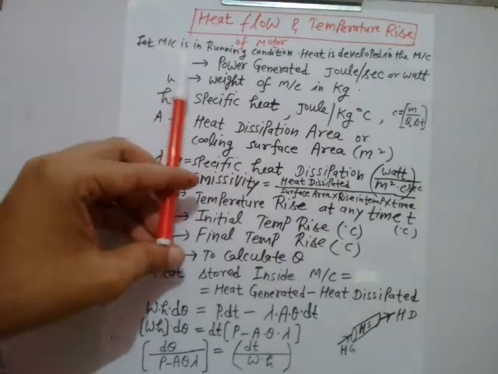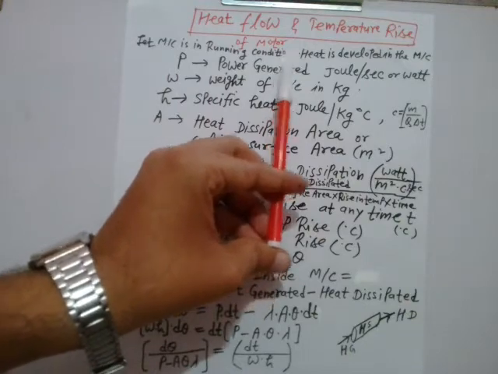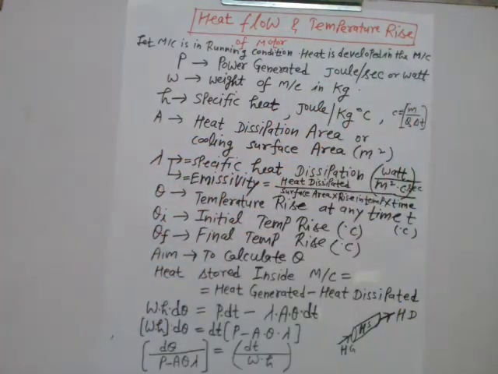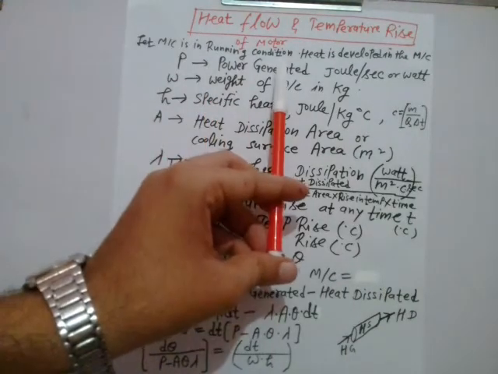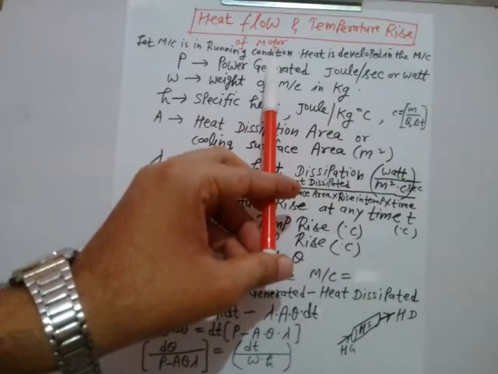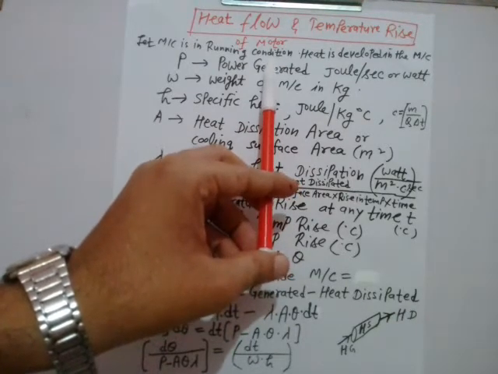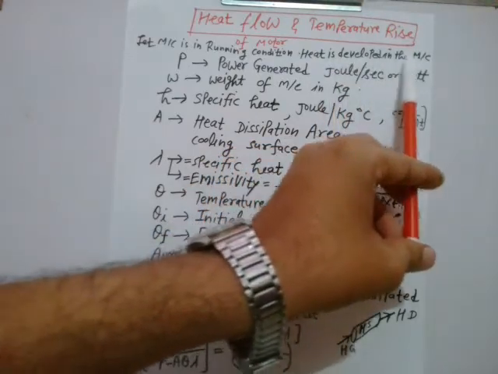Today we will discuss the heat flow and temperature rise of an electrical machine like a motor. Suppose the machine is in running condition, then heat will be developed in the machine. Why? Because current is flowing in the copper winding. That's why I square R losses will be there, and this will develop heat inside the machine, and due to this the temperature of the machine will rise.